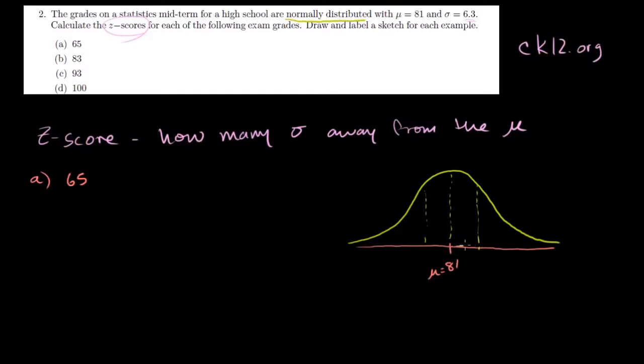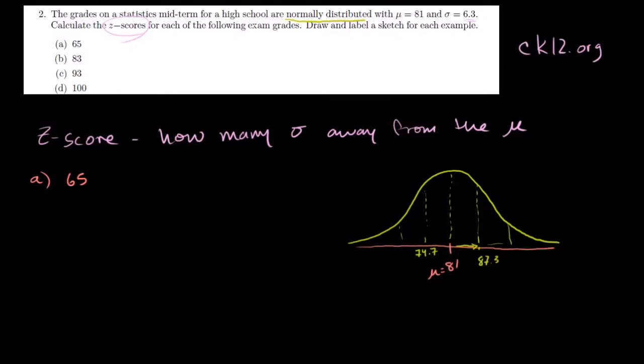So if we go 6.3 in the positive direction, that value right there is going to be 87.3. If we go 6.3 in the negative direction, where does that get us? That goes to what? 74.7. Right, if we add 6, it'll get us to 80.7, and then 0.3 will get us to 81. So that's one standard deviation below and above the mean, and then you would add another 6.3 to go to 2 standard deviations, so on and so forth. So that's at least a drawing of the distribution itself.